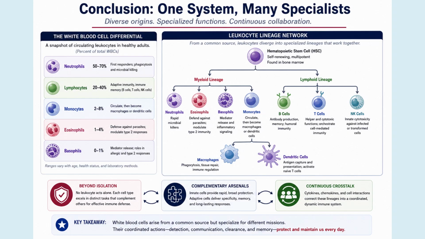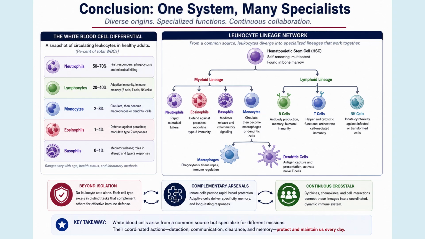More importantly, I hope you leave this episode understanding that the immune system isn't simply a collection of cells that attack things. It's a coordinated network built around specialization, communication, and cooperation. So there really isn't a separate clinical connection for this slide because the clinical connection has been the story we followed throughout this entire episode.